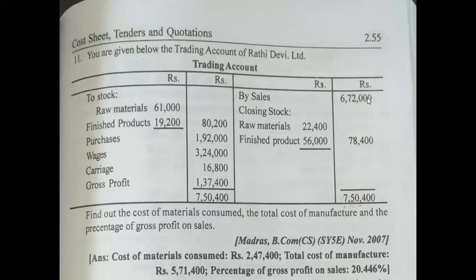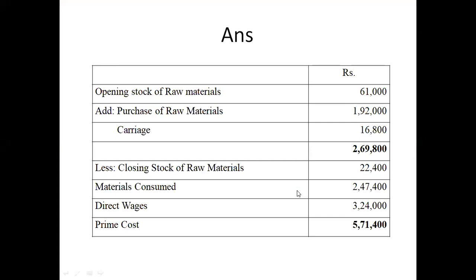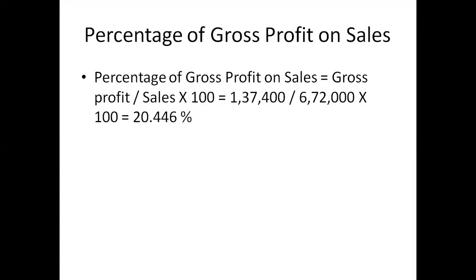6,72,000 is the credit side amount. So you are getting a profit, the gross profit, of 1,37,400. What is the percentage of this on sales? Now we can apply one formula. Percentage of gross profit on sales is equal to gross profit divided by sales into 100.